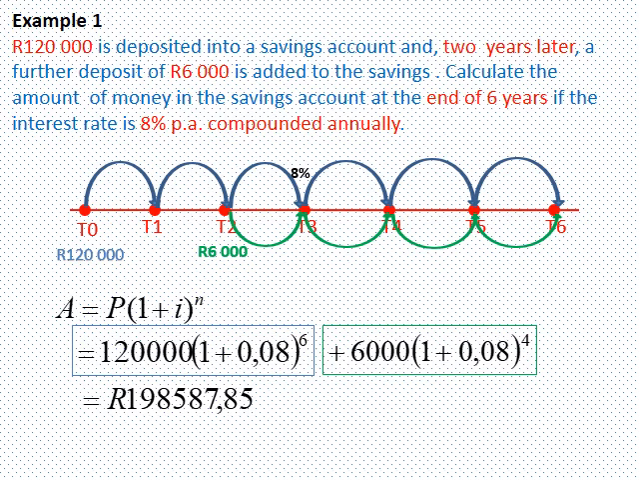This is the safest option. It's also the simplest option in terms of writing down your calculations in your book. See how this relatively complicated or long story actually only takes up one line of calculation if you write it all in a row. The 120,000 times the bracket to the power of 6 plus the 6,000 times the bracket to the power of 4.